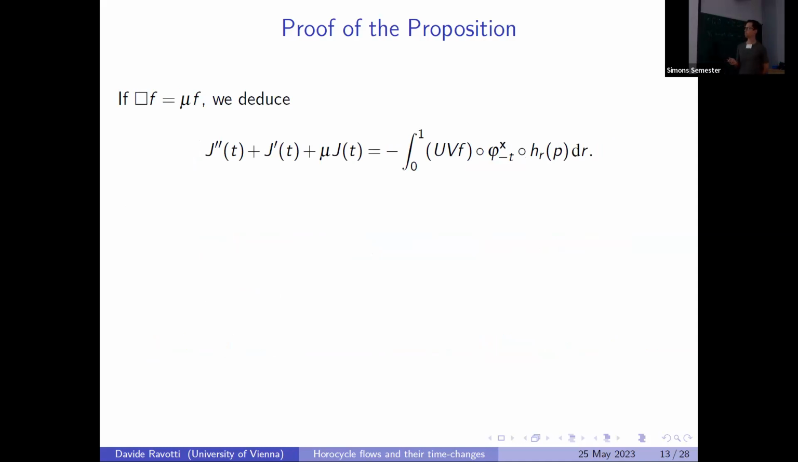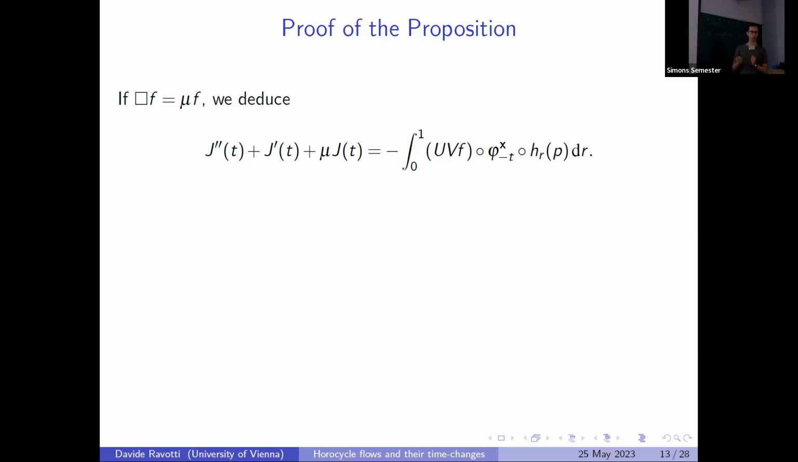And we're almost there. Why? Okay, what do I have on the right-hand side? On the right-hand side, I have the integral of a new function, the new function being U, V, f, U being the stable horocycle, V being the unstable horocycle, and f being the function composed with phi x minus t, composed with h r. But how did we get from here? To get to this integral from 0 to 1, we did a change of variable, and we started from the horocycle averages.